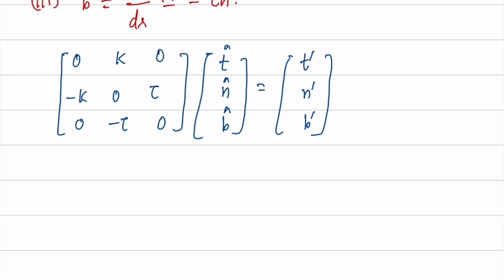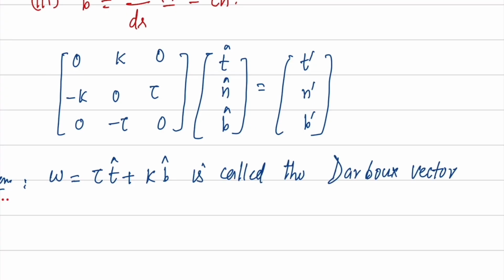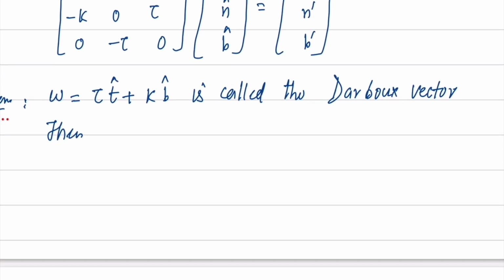Now we have some more properties related to these parameters associated with the curves. We have one new vector w equal to tau into tangent plus curvature into binormal. So here tau means the torsion, t means the tangent vector, k means the curvature, and b means the binormal vector. This is called the Darboux vector. Once we have this Darboux vector, it also gives us the three Serret-Frenet formulae.